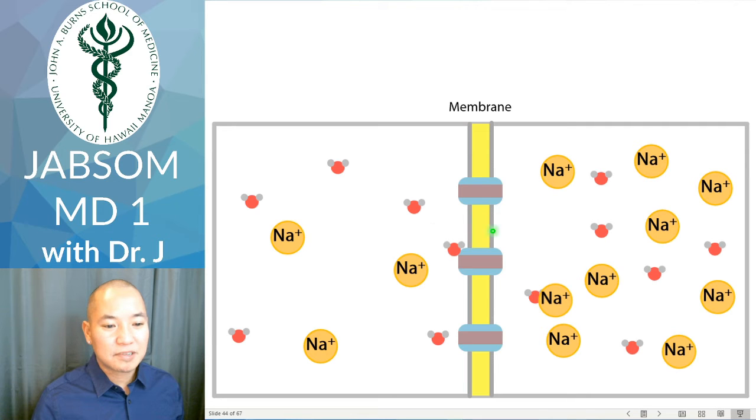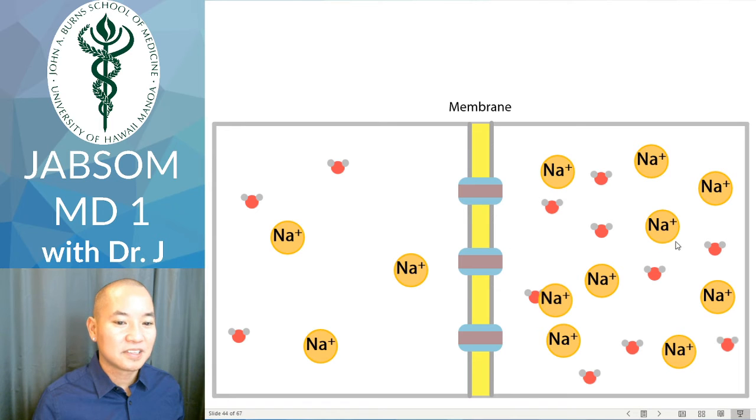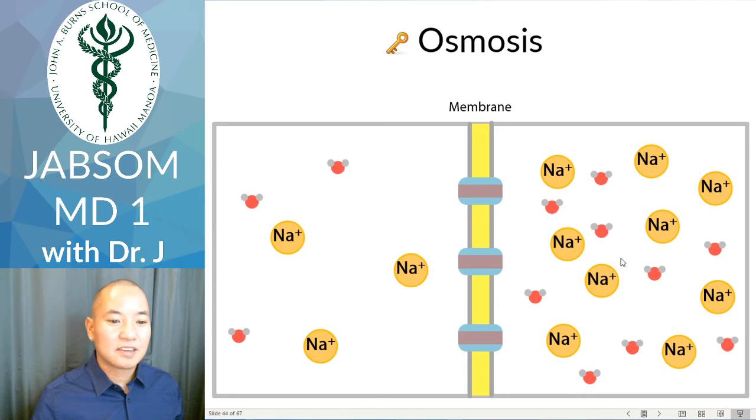Well, these aquaporins, remember, only allow water. So water is going to diffuse across this to generate a more balanced amount. So this will lose overall volume, but now we have roughly about equal concentration and ratio of water molecules to sodium molecules. Remember, these are aquaporins, so these aren't allowing sodium ions. And this is what we call osmosis.